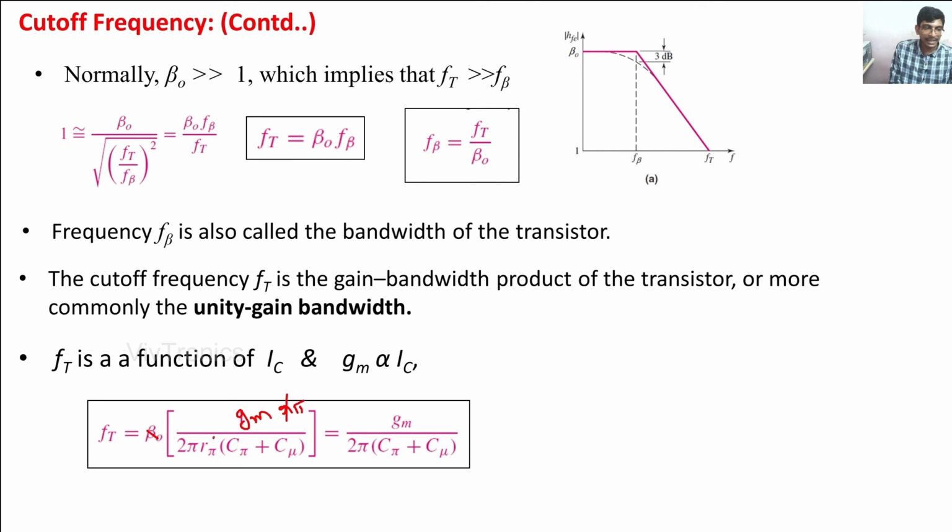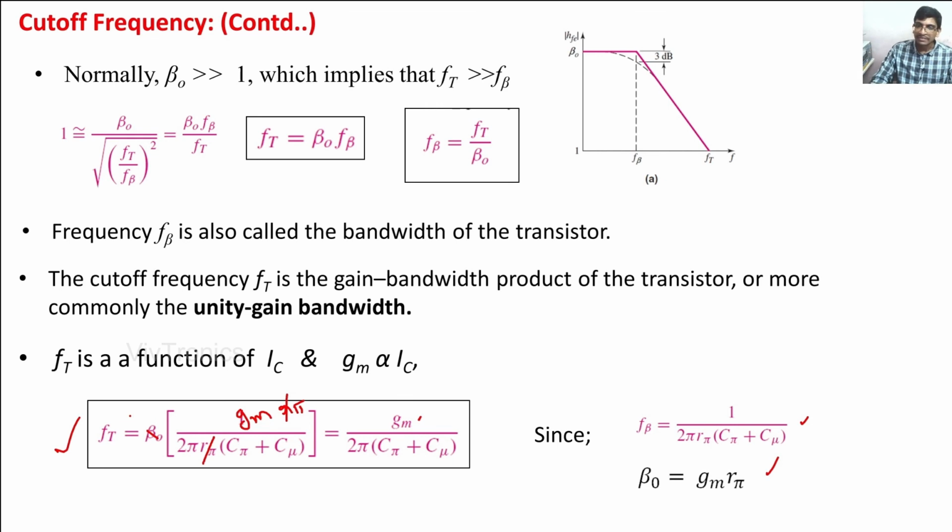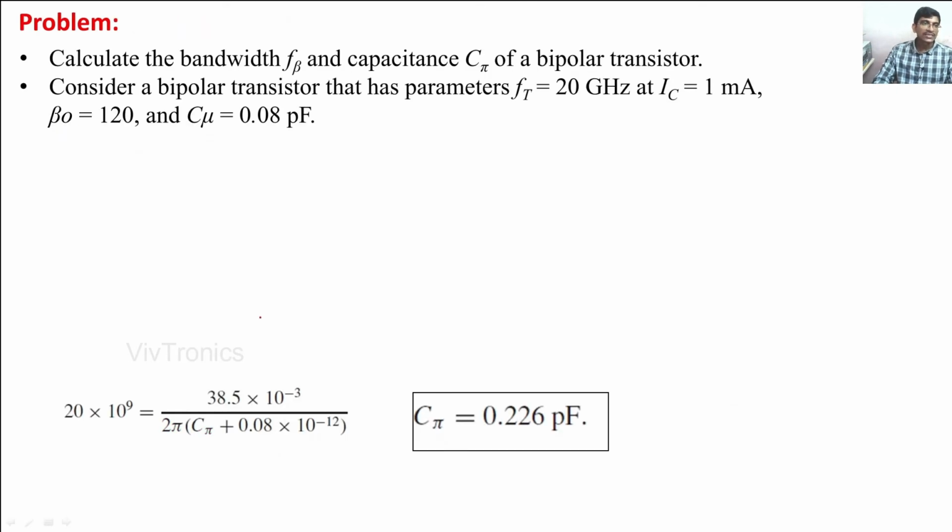Therefore the r pi and r pi get cancelled, and we have gm divided by 2 pi into (c pi plus c mu). That is the ft equation, because f beta is equal to 1 by 2 pi r pi into (c pi plus c mu), and beta naught is nothing but gm into r pi. This is the cutoff frequency of our CE amplifier, which is also called the unity gain bandwidth, or the figure of merit of our circuit, which is a very important concept. Now we are going to see one problem regarding the same.